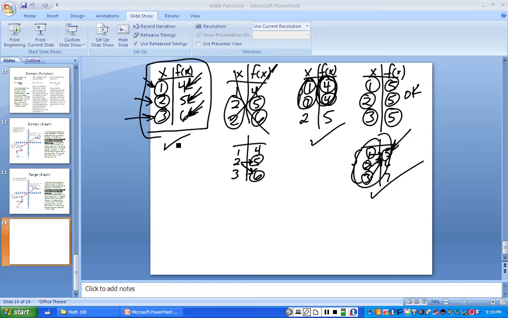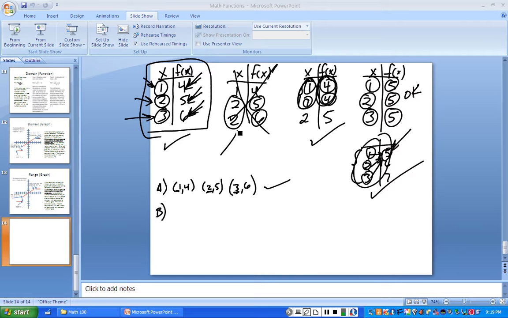Alright? And also, I could write these as actual points. So let's say this first table could be listed like this. And you'd be asked to look at A and say, is A a function? Well, every time I plug in 1, I get one answer. Every time I plug in 2, I get one answer. Every time I plug in 3, I get one answer. So this would be a function.